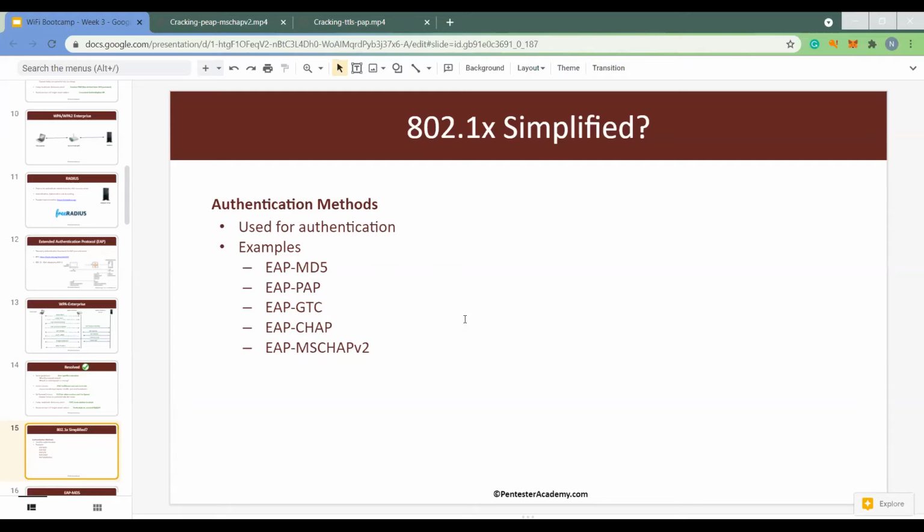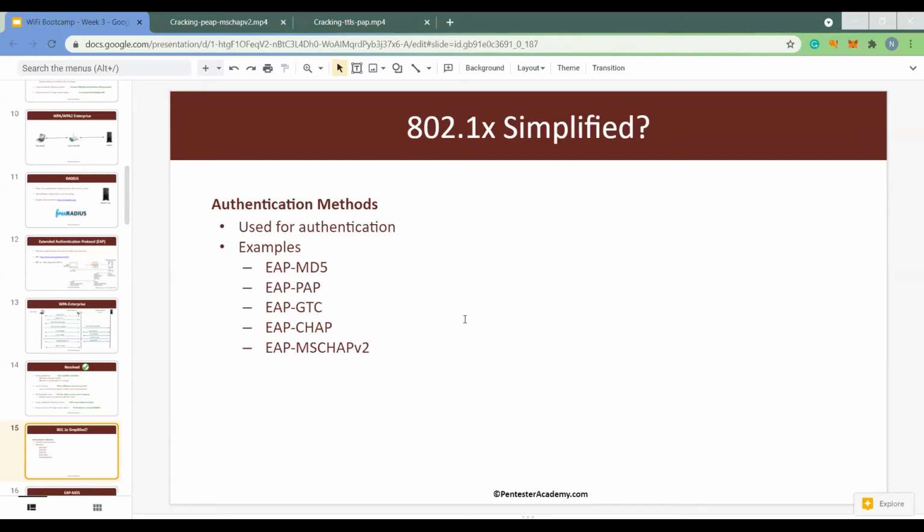Two parties may want to authenticate each other, and in some cases only one party is being authenticated. It totally depends on the scenario and what the need is. But the idea is that when you want to authenticate another party over a network, you are going to use one of these methods. Again, these are taken from EAP, but this is just a subset of EAP, not all of it. Examples of such authentication methods are EAP MD5, EAP PAP, EAP GTC, EAP CHAP, EAP MS CHAP v2.